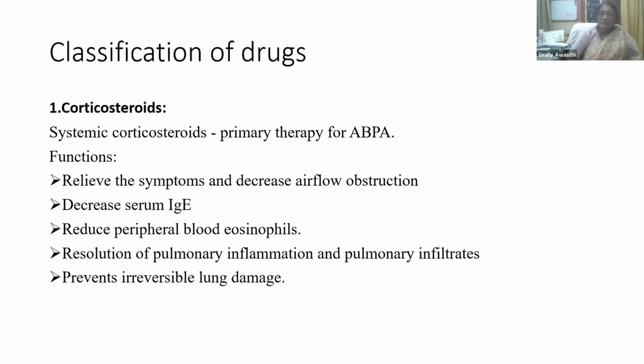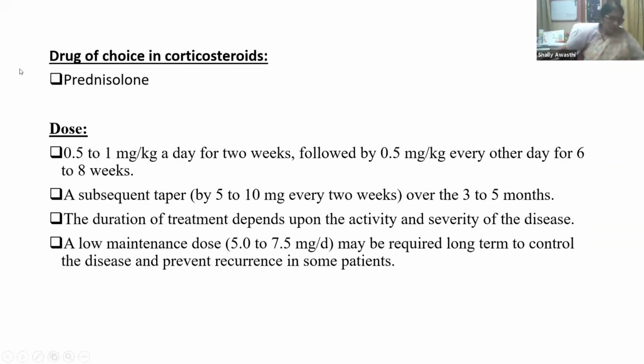Systemic steroids are the primary line of therapy to relieve symptoms and decrease airflow obstruction. They decrease serum IgE, reduce peripheral blood eosinophil count, and resolve pulmonary inflammation and infiltrates, and prevent irreversible lung damage. The drug of choice is prednisolone. Dose is 0.5 to 1 milligram per kg for 2 weeks, followed by 0.5 milligram per kg alternate day for 6 to 8 weeks. A subsequent taper by 5 to 10 milligram every 2 weeks over 3 to 5 months. The duration of treatment depends on the activity and severity of the disease, and a low maintenance dose may be required for long-term control of symptoms and for prevention of recurrence. So the drug of choice is steroids.